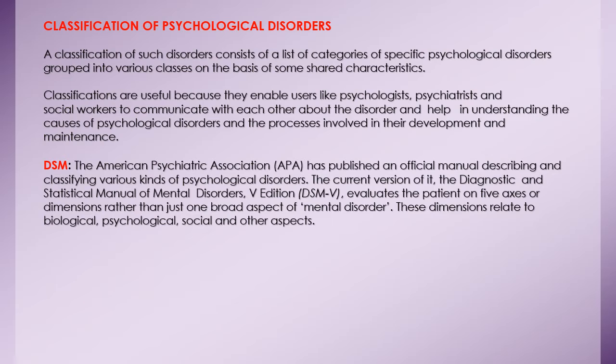What the DSM does is evaluate the patient on 5 axes, or we can say dimensions, rather than just one broad aspect of mental disorder. These dimensions relate to biological, psychological, social, and other aspects. So the 5 axes under DSM tell what the cause of a particular behavior is. It might be because of a biological factor, a psychological factor, or a social factor. This all falls under DSM, and the American Psychiatric Association follows DSM.